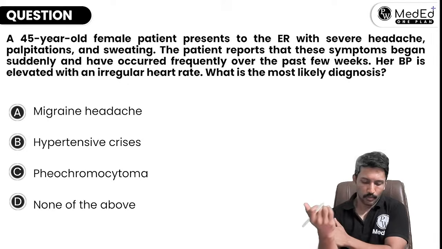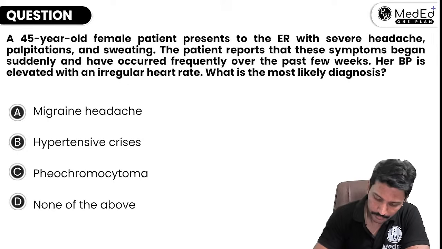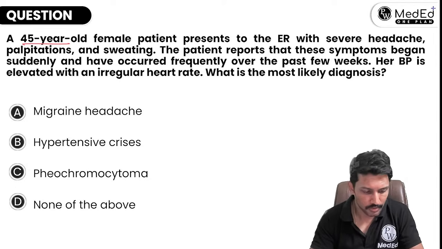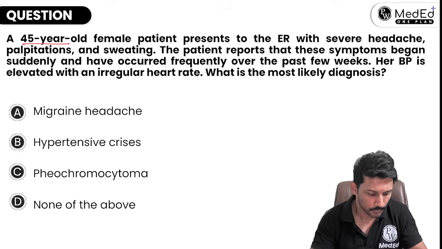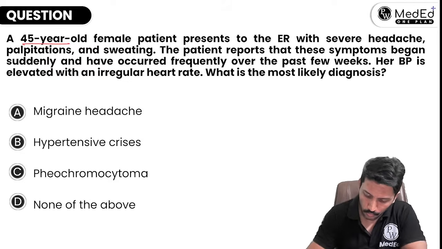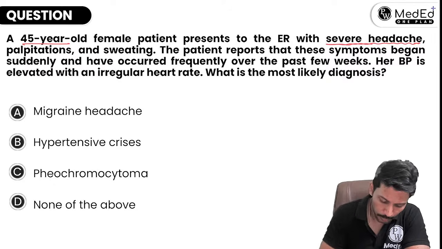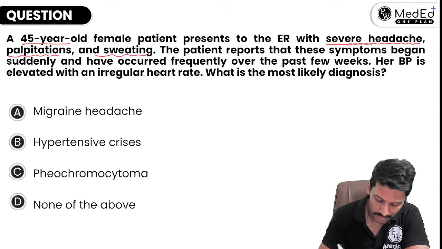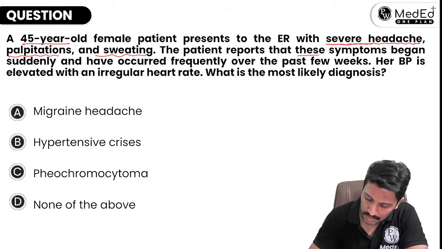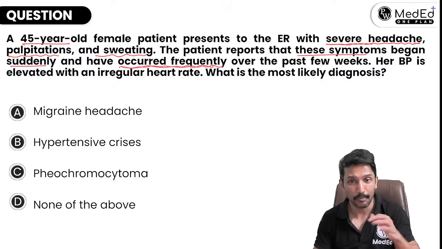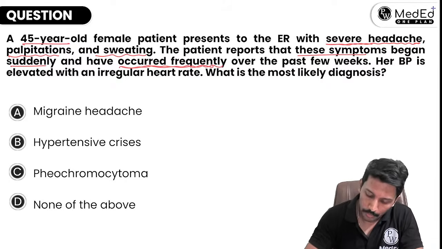Okay. Now, next question. A 45-year-old female presents to the emergency room with severe headache, palpitations, and sweating. The patient reports these symptoms began suddenly and have occurred frequently. This means it is not a first episode. It is an episode of similar symptoms over the past few weeks.